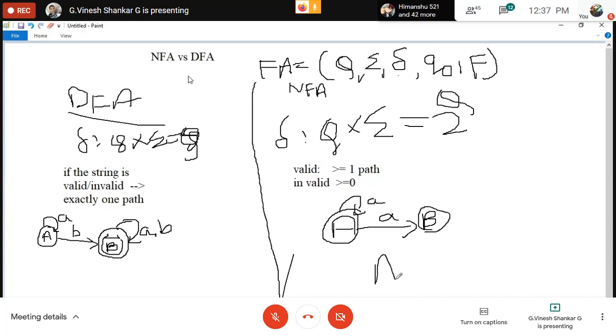Sometimes we don't have any path at all. Directly I can draw like this. No path exists. That is also NFA. Okay, fine. And sometimes I can have two. A to A I can have. Sometimes A to A, only one path I can have like this. So all possibilities are there in NFA, whereas in DFA, only one path.